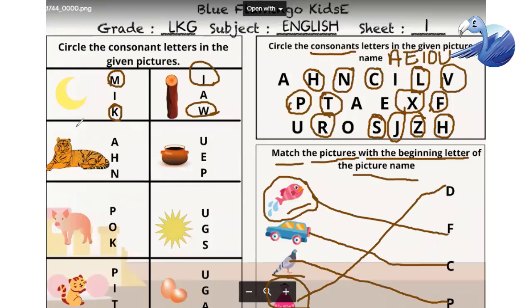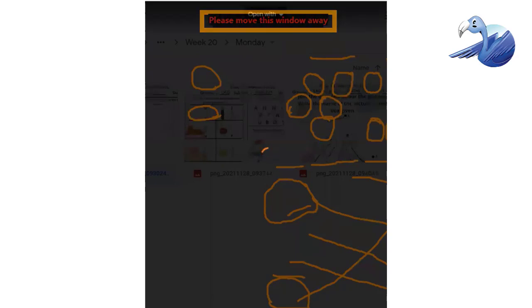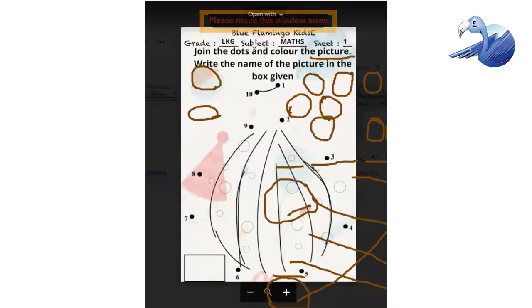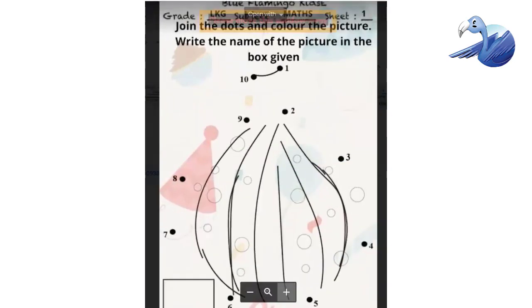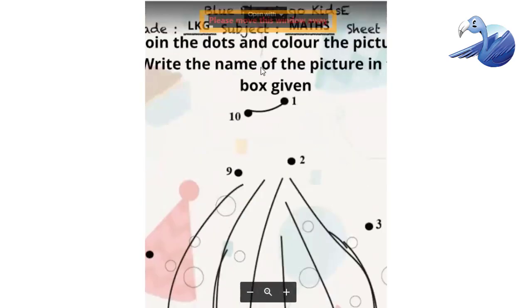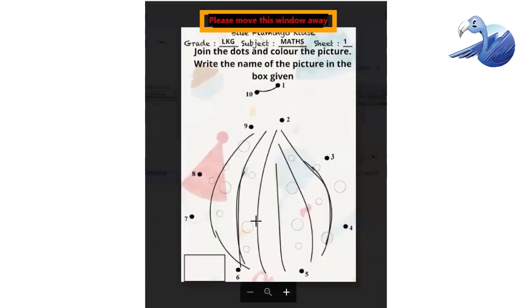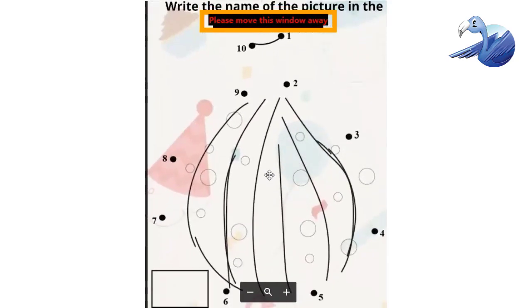Okay, students, like this only you have to complete the worksheet. Now let's move to the next worksheet. In this worksheet, students, what you have to do is join the dots and color the picture. Write the name of the picture in the box given. Okay, so come on everyone, let's do it.